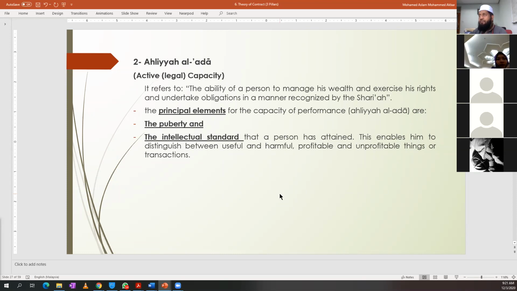Sorry, this is the definition for Ahliya al-Ada. The principal elements for the capacity of performance, Ahliya al-Ada, are, of course, the first one is puberty, and also the intellectual standard. He has to become a man or a woman, and he also has to become intellectually standard. If he is mature, actually an adult, but at the same time his intellectual standard is not up to that level, then he will not come under this. So this is what we call active legal capacity.